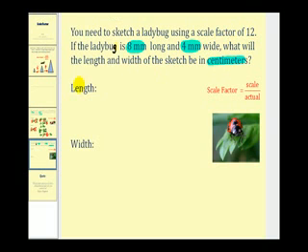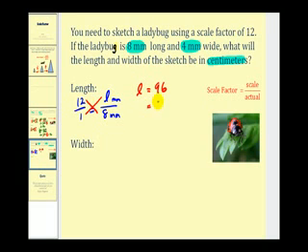So the scale factor would be 12 or 12 to 1. Again, this is the ratio of the scale to actual length. Actual length is 8 millimeters. And we're trying to determine the scaled length. So we'll call this L. Again, this will be in millimeters. Cross products, L times 1 would be L, must equal 12 times 8. That's 96. So our scaled length is 96 millimeters.